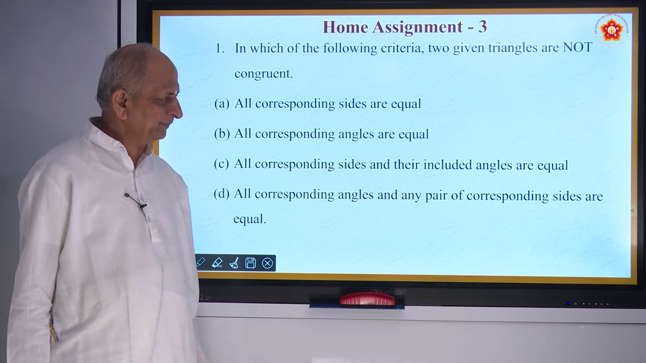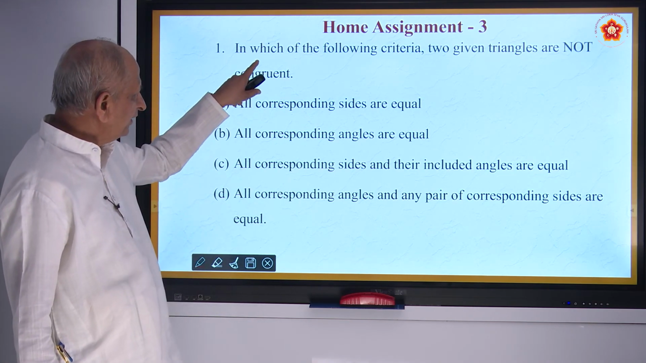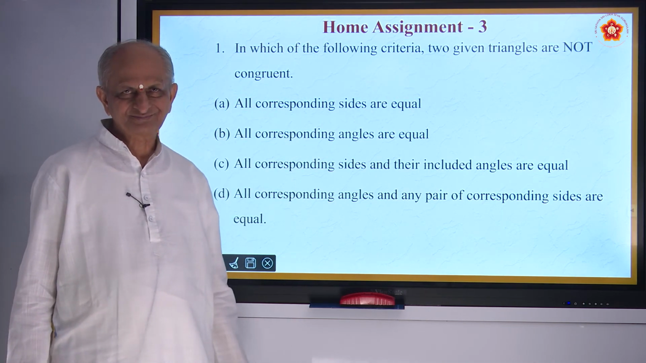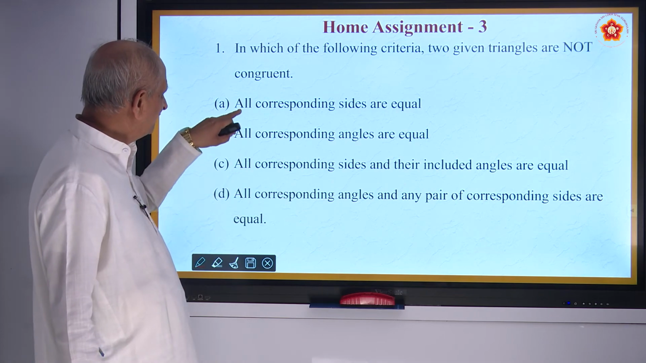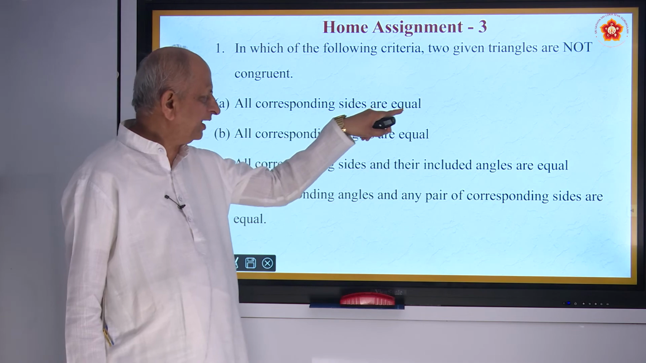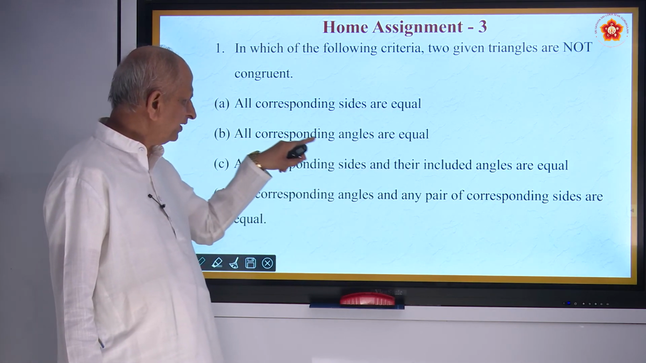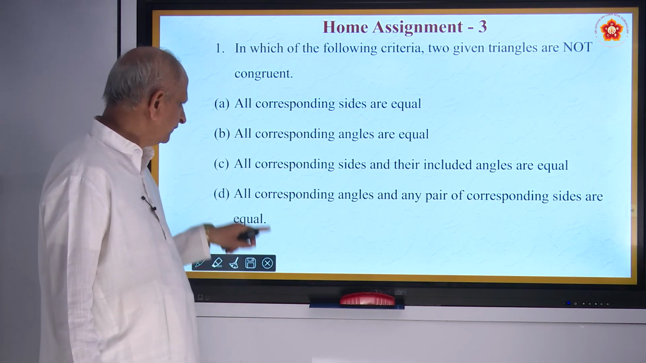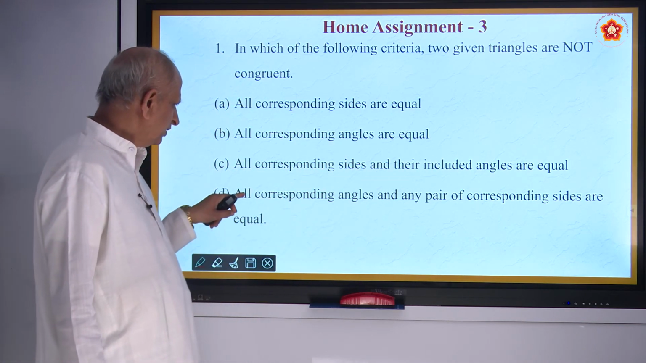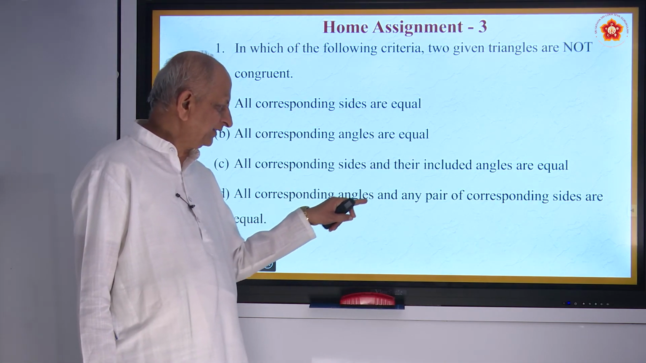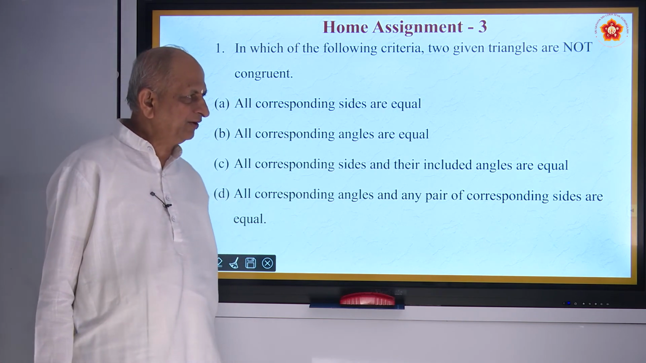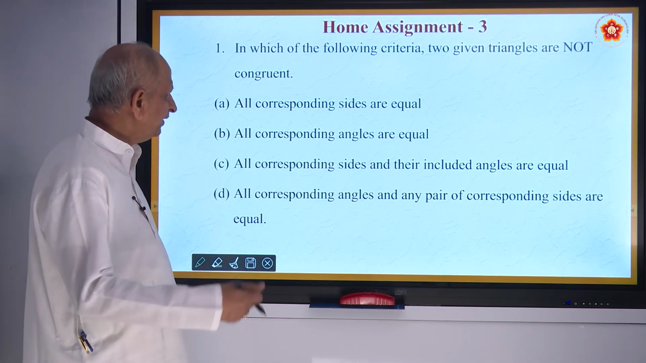Now we will see home assignment. In which of the following criteria two given triangles are not congruent? There are 4 criteria given. All corresponding sides are equal. All corresponding angles are equal. All corresponding sides and their included angles are equal. All corresponding angles and any pair of corresponding sides are equal. So these are the 4 answers given. You must tell which answer is correct.